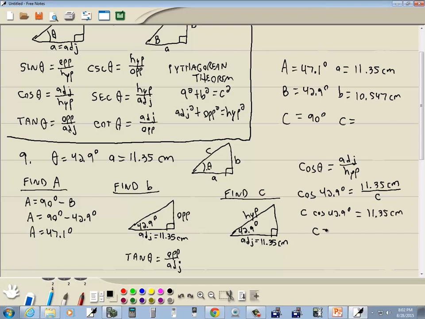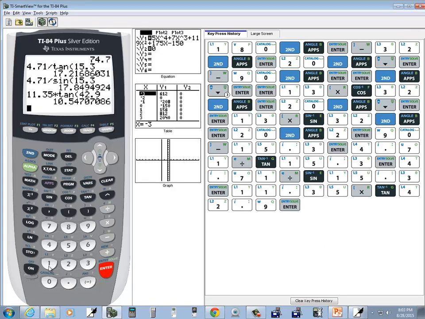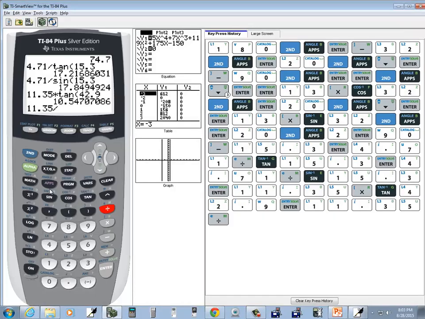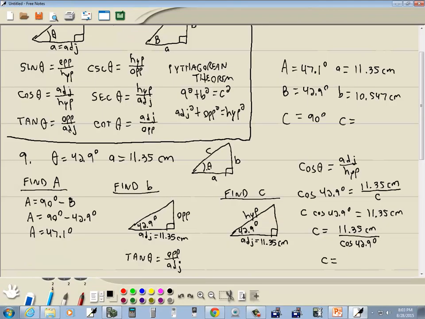Then we're going to divide both sides by cosine 42.9 degrees, and we get c is equal to 11.35 centimeters divided by cosine 42.9 degrees. Okay. 11.35 divided by cosine 42.9.